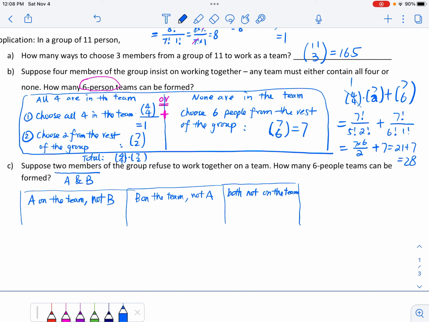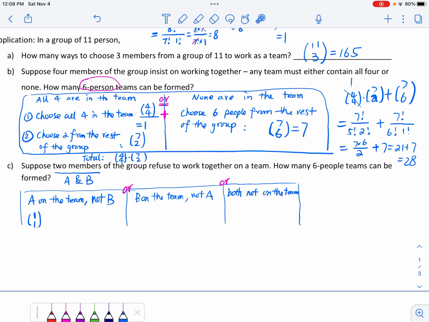Okay, only these 3 possibilities. And again, it's either this or that or that. Then you have to add all these results together. So A is on the team but not B. That means step 1, choose A on the team. Only one person, that particular one, A, choose A.